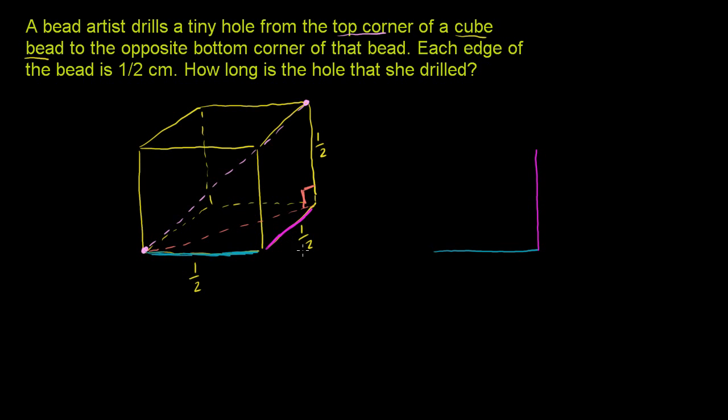They are both of length 1/2, so I'll draw them of roughly the same length. And then you have this orange side that goes across the base of the cube. I'll do it as the same orange dotted line right there, just like that. Let me extend this side a little bit. And we know this is a right angle.